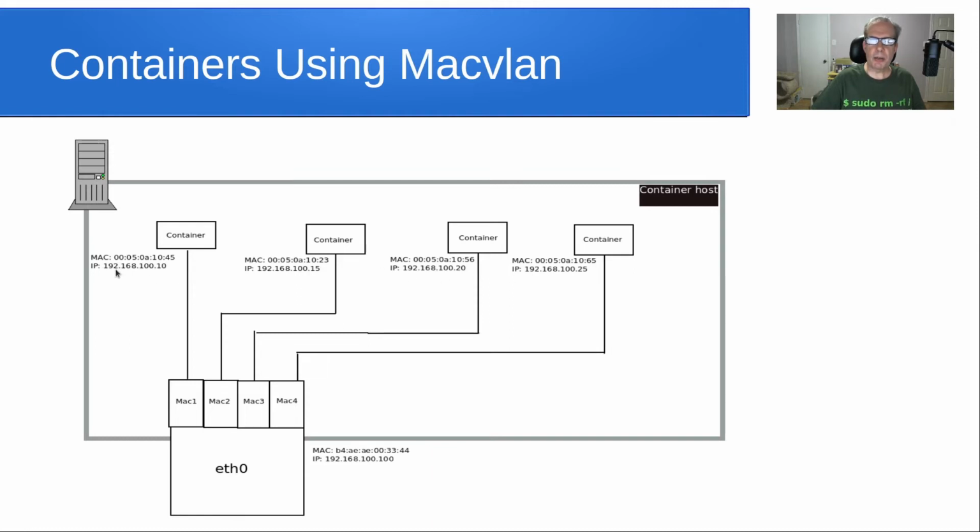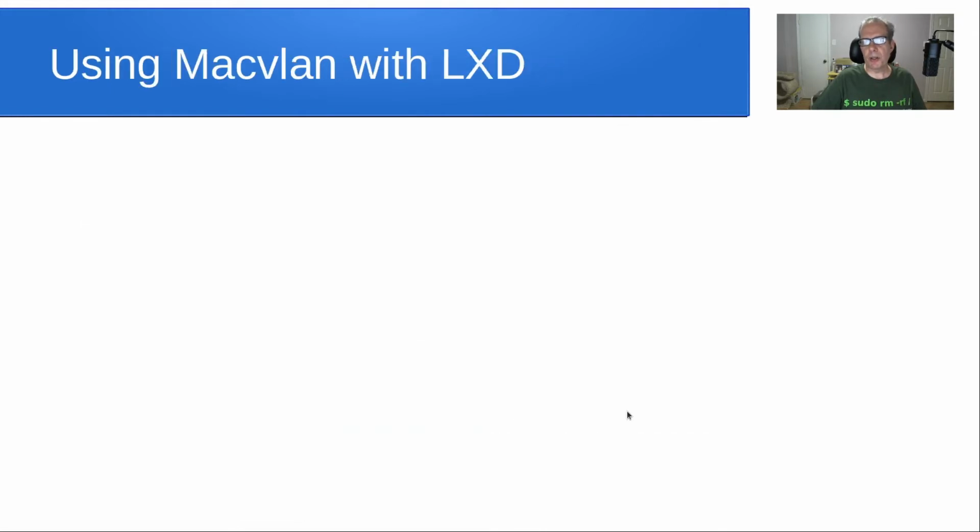And then, likewise, the DHCP server out on the network can assign them each a unique IP address. In this case, I just said it was something like 100.10, 100.15, 100.20, and 100.25. And then the host will just say arbitrarily it's got a different MAC address, and it's running at 192.168.100.100. And I just arbitrarily said that its Ethernet device is called ETH0. Yours is going to differ depending on your hardware. Okay, so that's what a MacVLAN looks like.